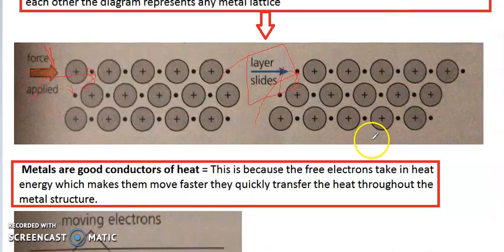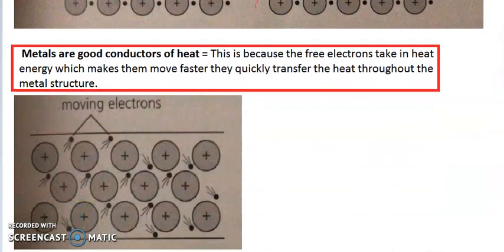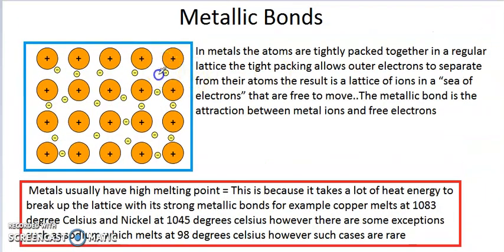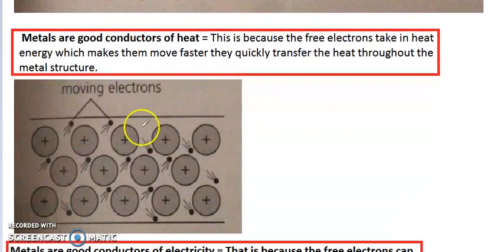The third characteristic of a metal is they are very good conductors of heat. Now why is this? This is because the free electrons take in heat energy, which makes them move faster. They quickly transfer the heat throughout the metal structure. So as I've shown over here, these are the free electrons and they're free to move. They can go anywhere they want, right?